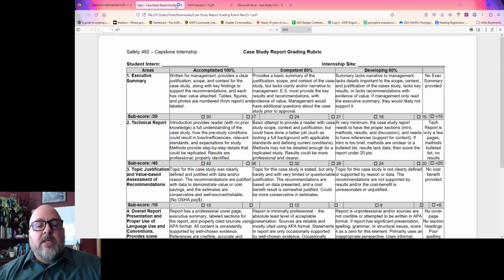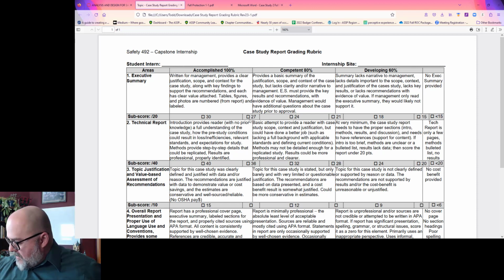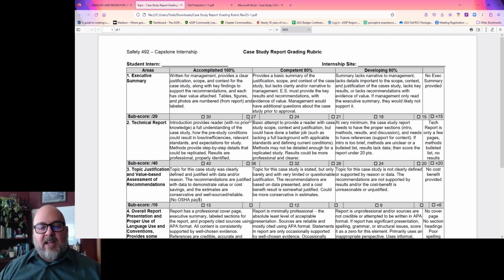Okay, so let's score this. It's pretty clear. Provides basic summary of the justification. He totally does that, but lacks clarity narrative to management. I don't think it's that. I'm giving him a 27. Okay, I'm going to write this down so that I have it. So 27 executive summary. I think it's pretty good compared to before.